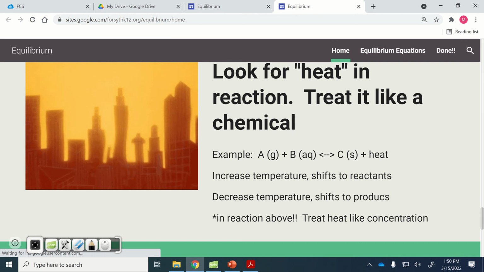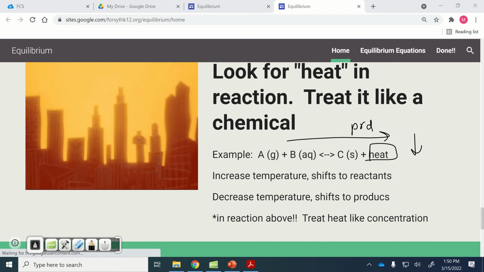So what I do with this is I treat it just like concentration. If I increase the heat, because that's on the product side, the reaction is going to shift back to the left toward the reactants. If I decrease the heat, then I want to reproduce that heat, so I'm going to shift toward the products because I want that heat to fill in again. All right? So temperature, treat it like concentration is the biggest thing I can say. If heat's on the other side, we'd have to do the opposite.